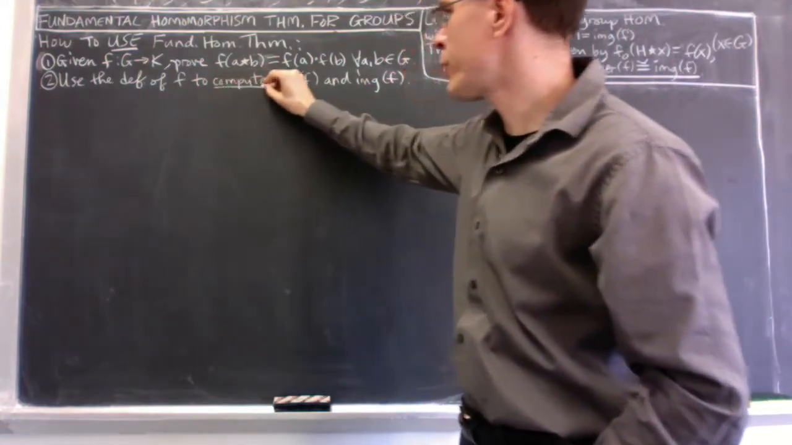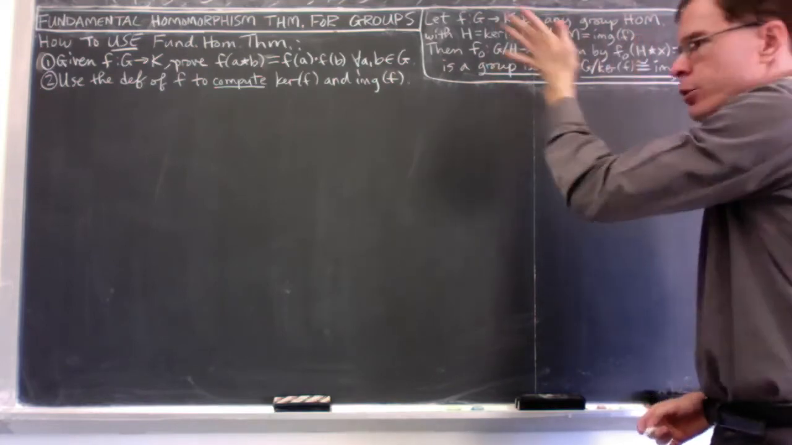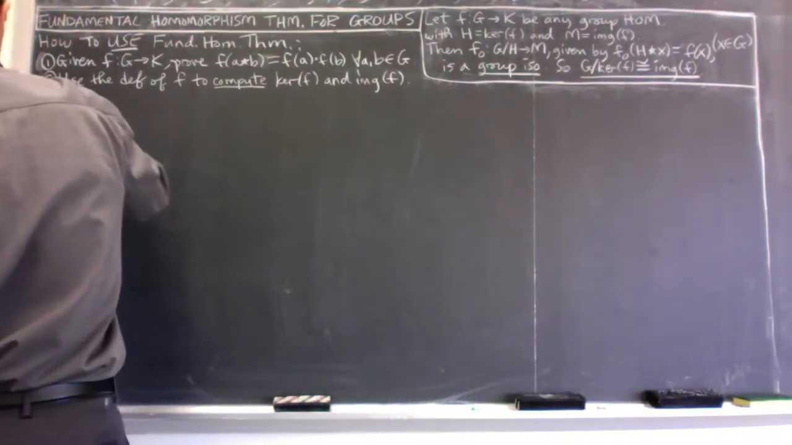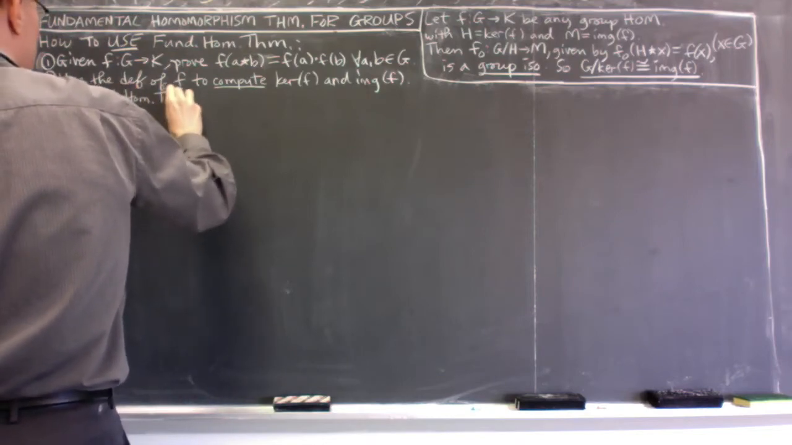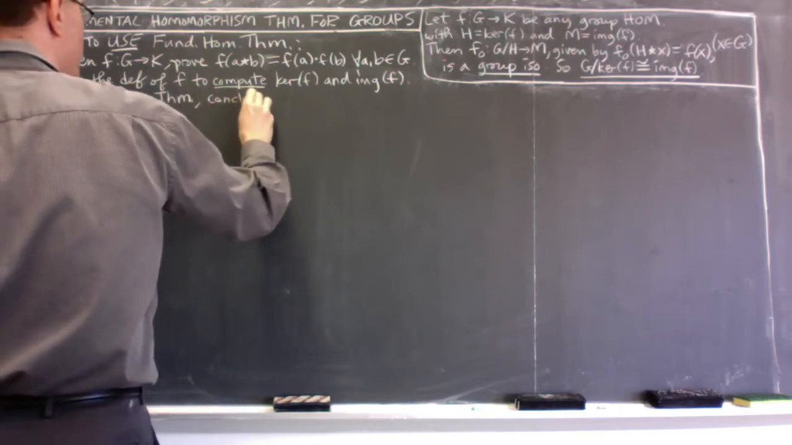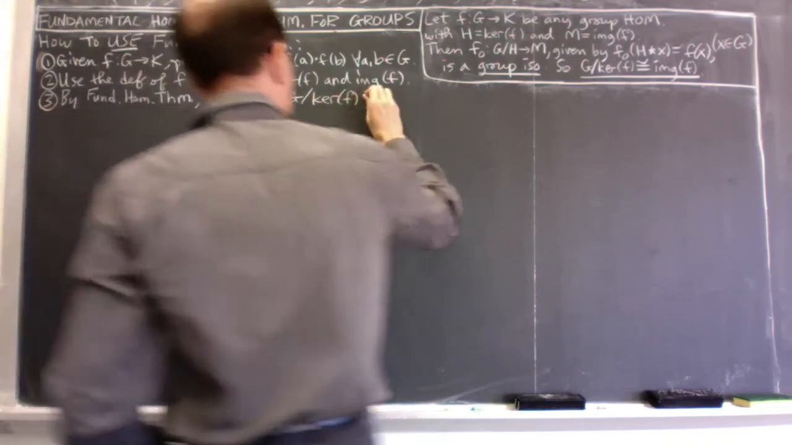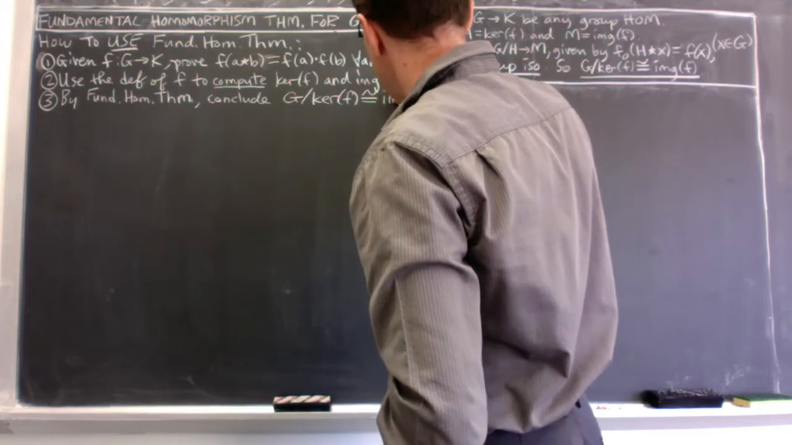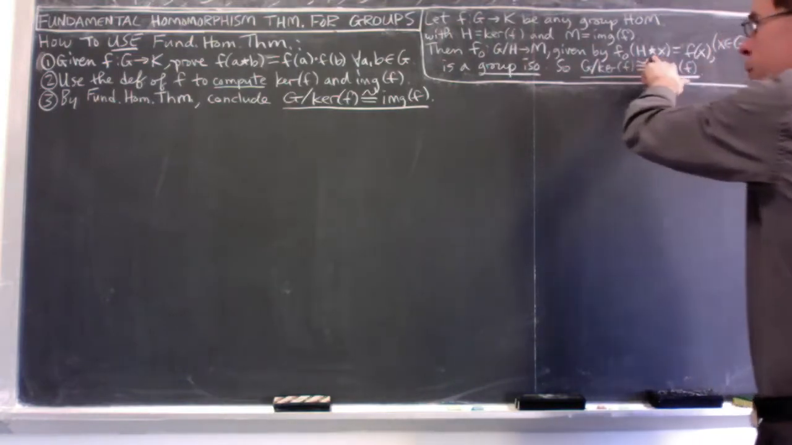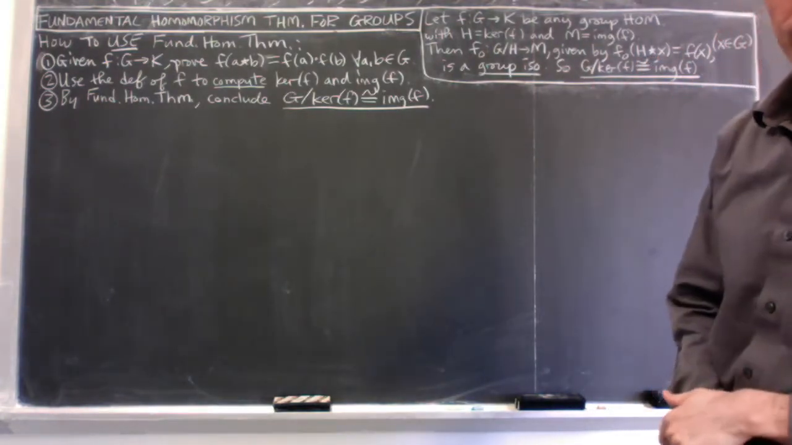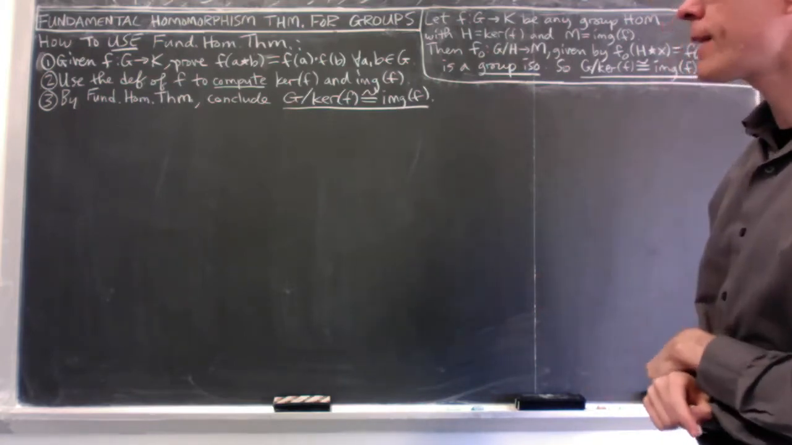And we have a bunch of examples of calculating kernels and so forth a few videos ago. And then you just announce, as step 3, by the fundamental homomorphism theorem, you can conclude that G mod the kernel of f, that quotient group, is isomorphic to the image of f. And there's even this formula for the isomorphism. Often we only care about the fact that there is an isomorphism, and we don't necessarily need the actual formula, although it can be useful in some cases.